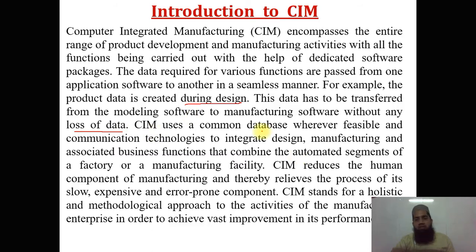CIM uses a common database and communication technologies to integrate design, manufacturing, and associated business functions that combine the automated segment of a factory or manufacturing facility. CIM reduces the human component of manufacturing and thereby relieves the process of its slow, expensive, and error-prone component. CIM stands for the holistic and methodological approach to the activities of manufacturing enterprises in order to achieve vast improvement in performance. So this is a very short explanation of the introduction of a CIM.